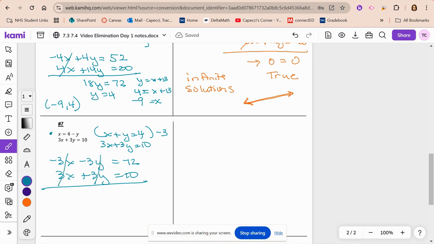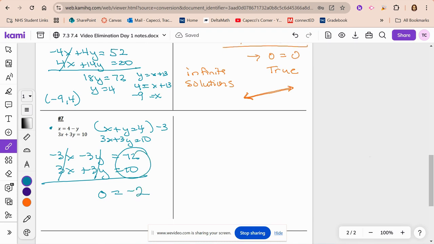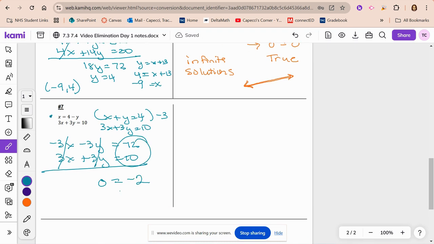x is zeroed out, y is zeroed out. So on the left-hand side, I have a 0. This time on this side, I have negative 2. So 0 does not equal negative 2, so that is false. So what that means is there's no solution to this linear system. And when we get that is when we have parallel lines, right? Parallel lines don't touch, so therefore they don't have a solution.